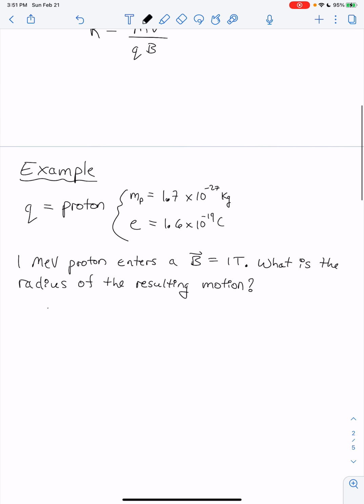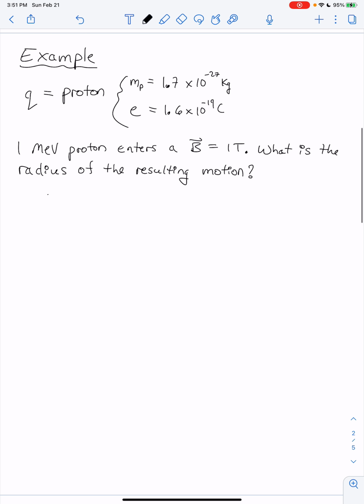But what does it tell us instead? Well, in this case it's saying, a 1 mega electron volt proton enters this magnetic field. And what is the radius of the resulting motion? Well, 1 MeV is a measure of energy. So we're being given a way to extract the velocity from the energy. But we're going to have to convert from mega electron volts into something that's easier to work with for this question.